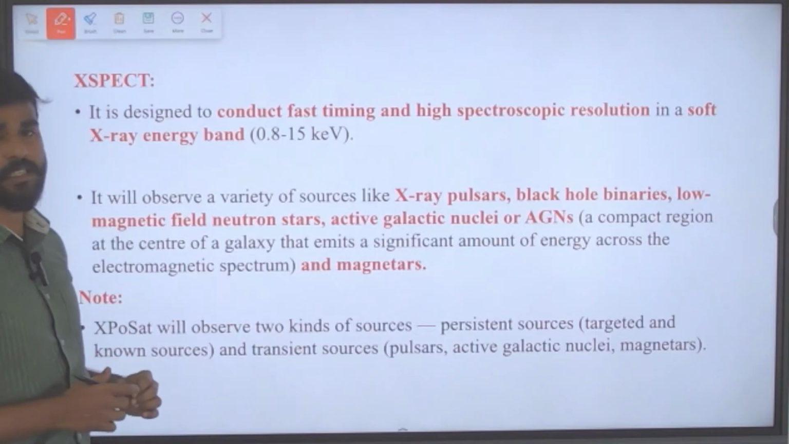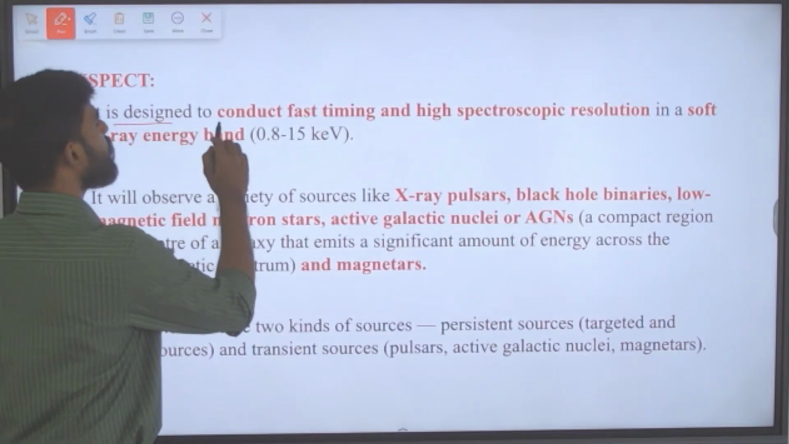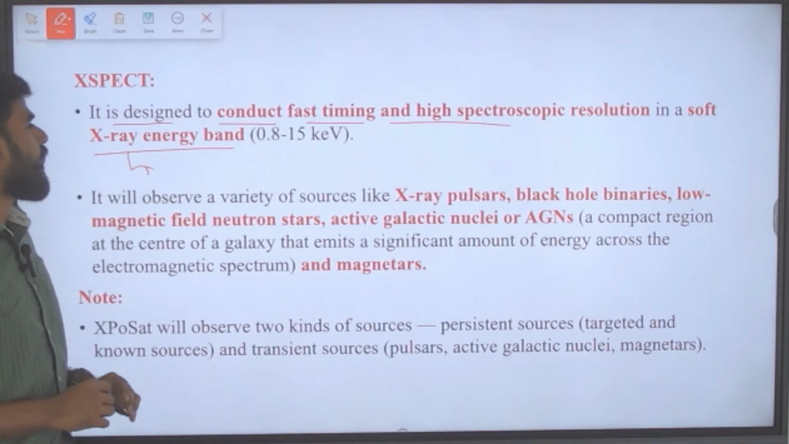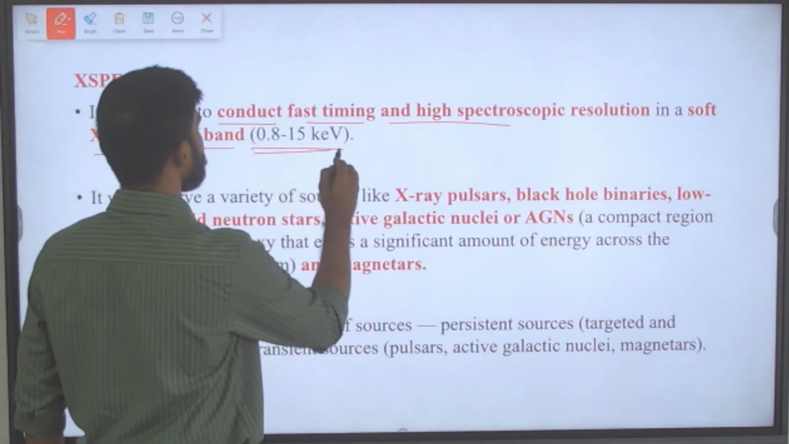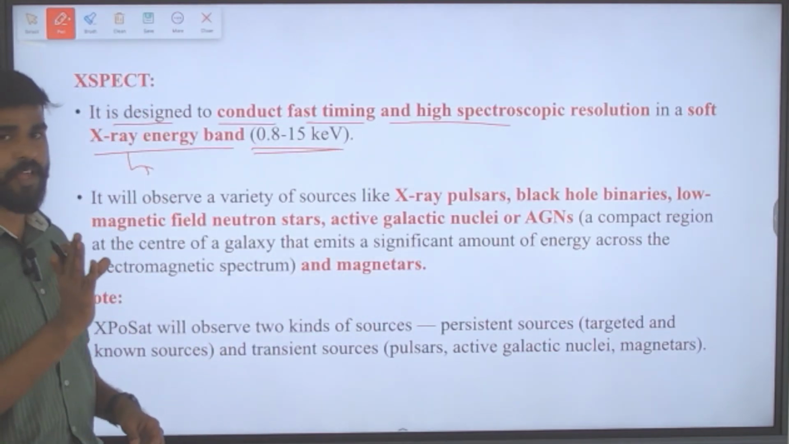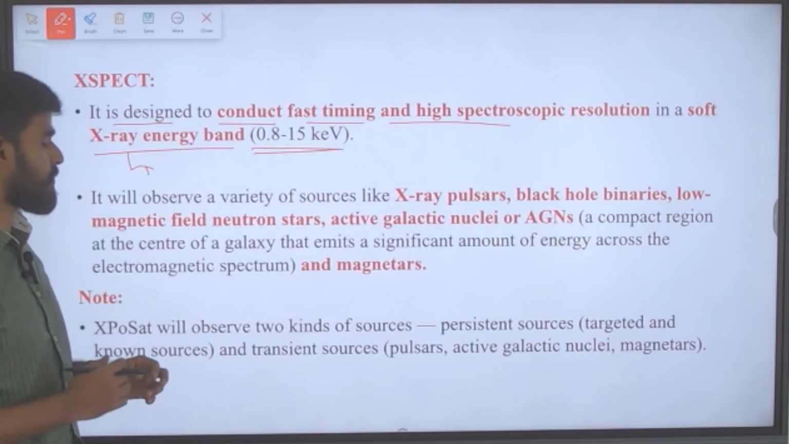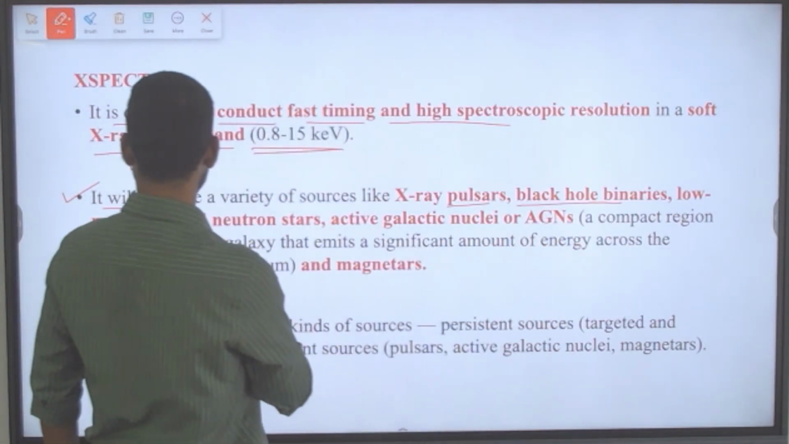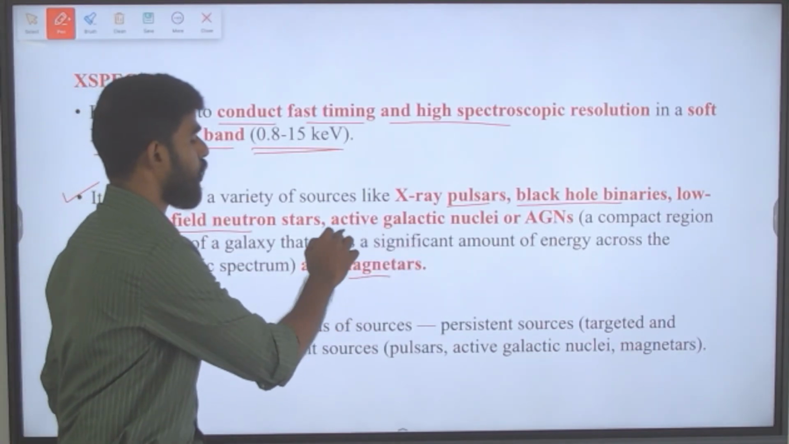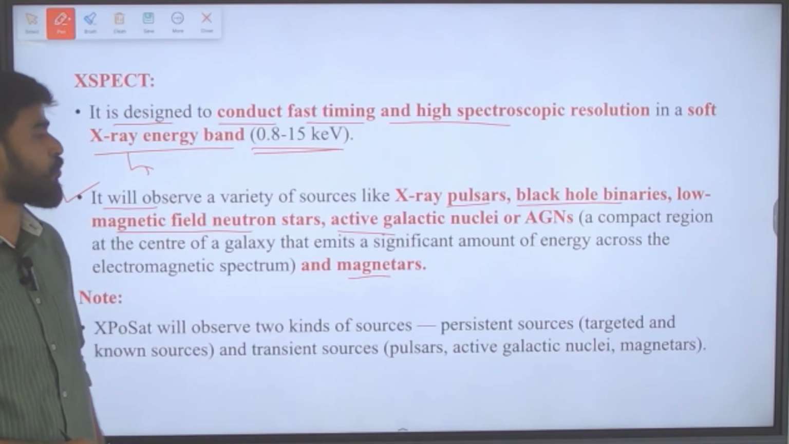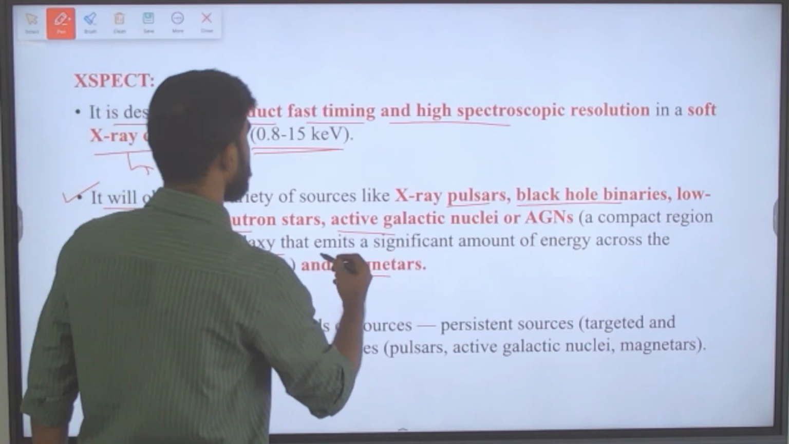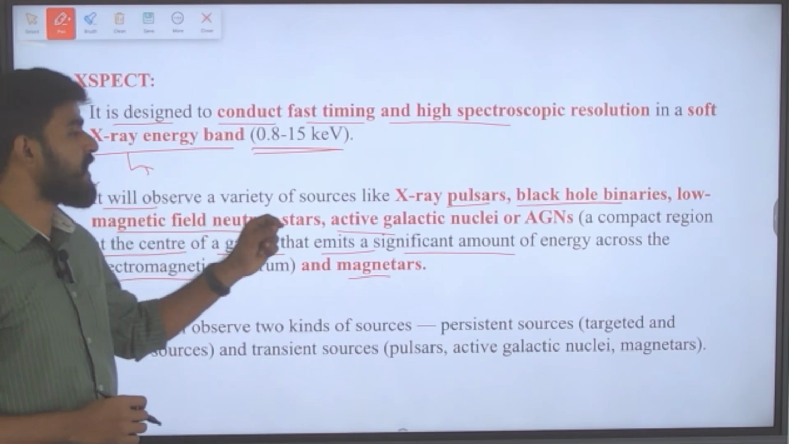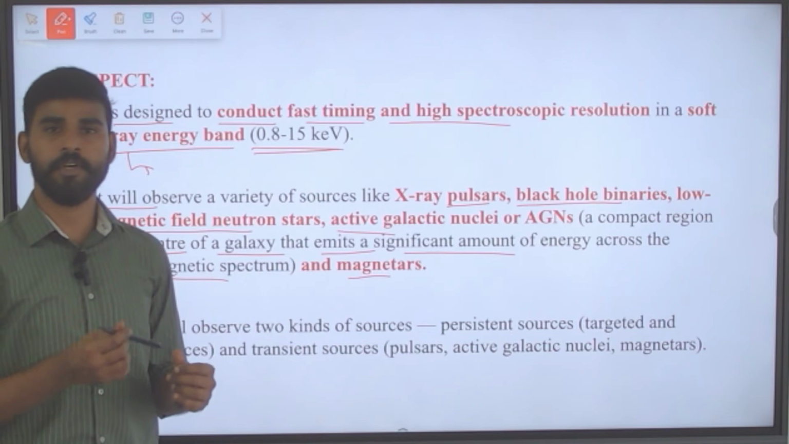That is important. The next payload that we are going to discuss is XSPECT. It is designed to conduct fast timing and high spectroscopic resolution in a soft X-ray energy band. What is that soft X-ray energy band? 0.8 to 15 kilo electron volts. That is the soft X-ray energy band. This XSPECT will be working in that energy band. And then it will observe a variety of sources like X-ray pulsars, black hole binaries, low magnetic field neutron stars and magnetars, and it will also observe active galactic nuclei, AGNs. What are AGNs? They are a compact region at the center of the galaxy that emits a significant amount of energy across the electromagnetic spectrum. Very important. Okay, a question based on pulsars, magnetars was already asked in one of the previous year questions.